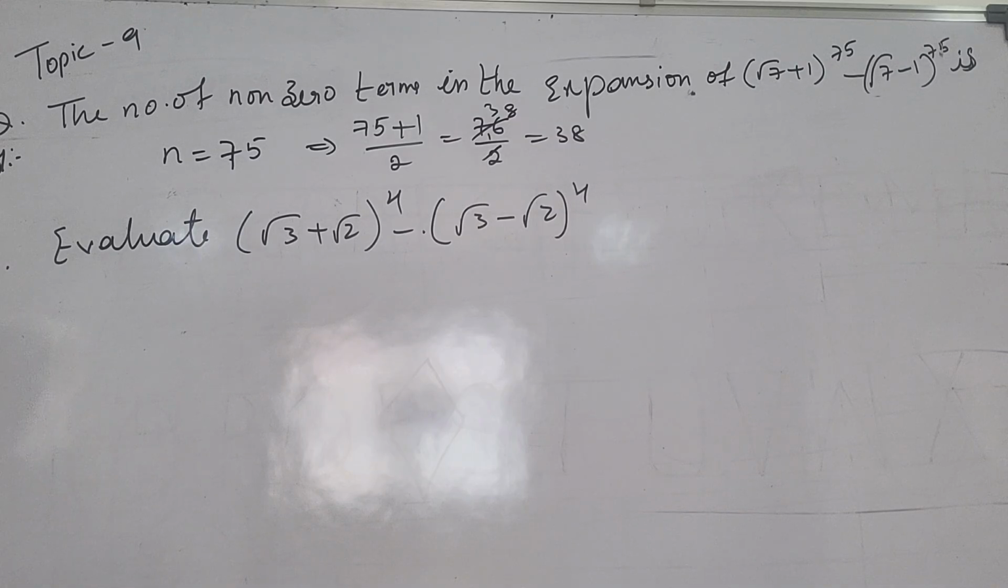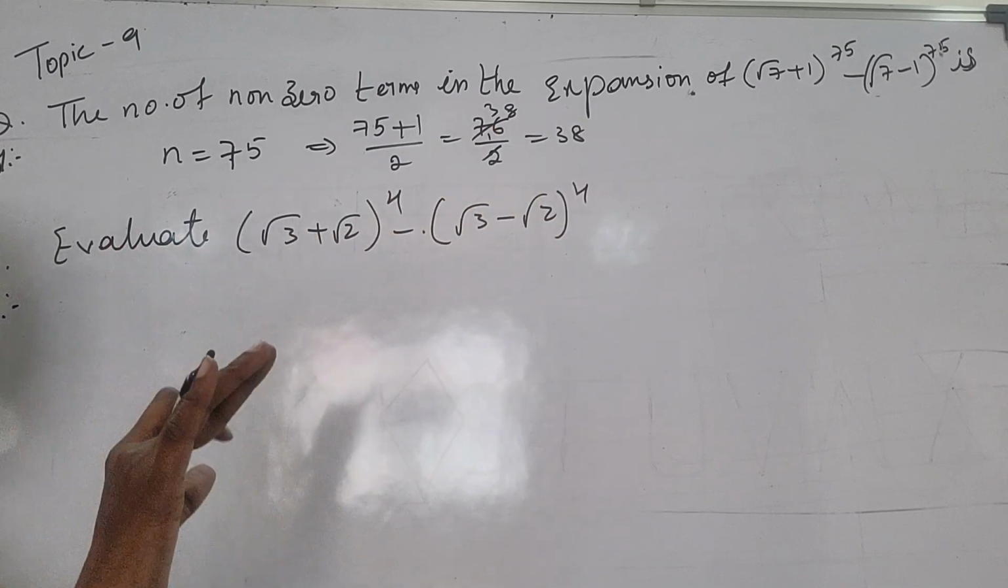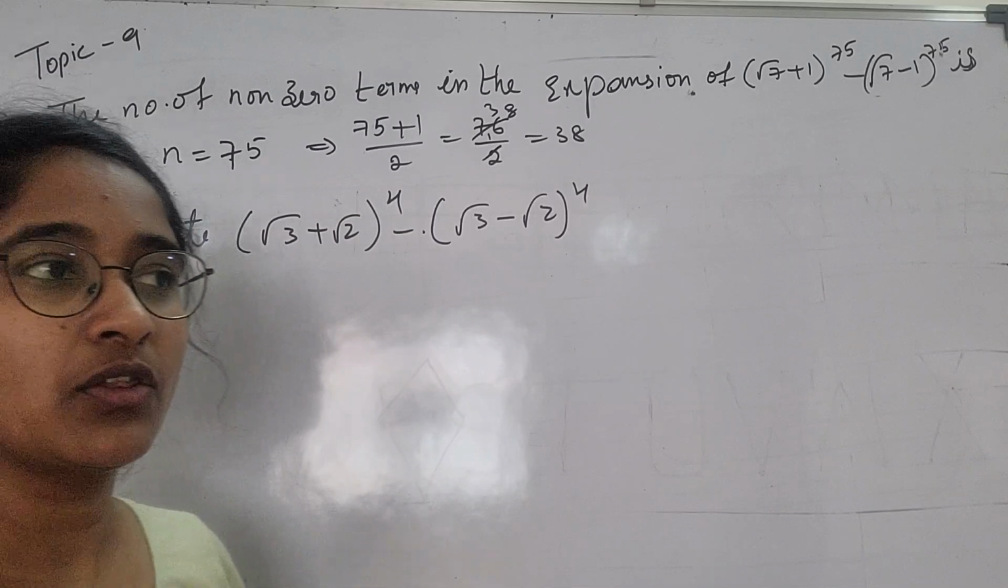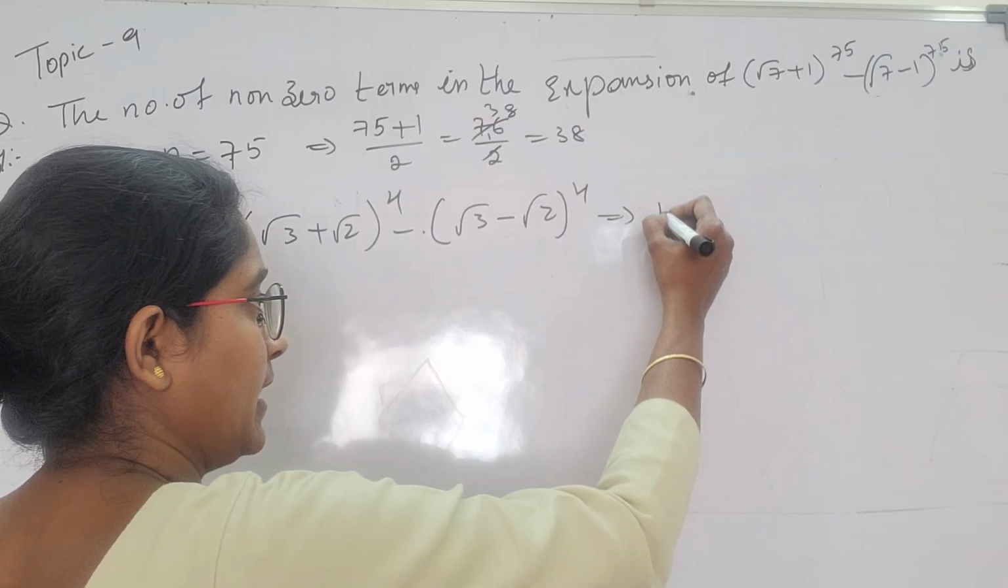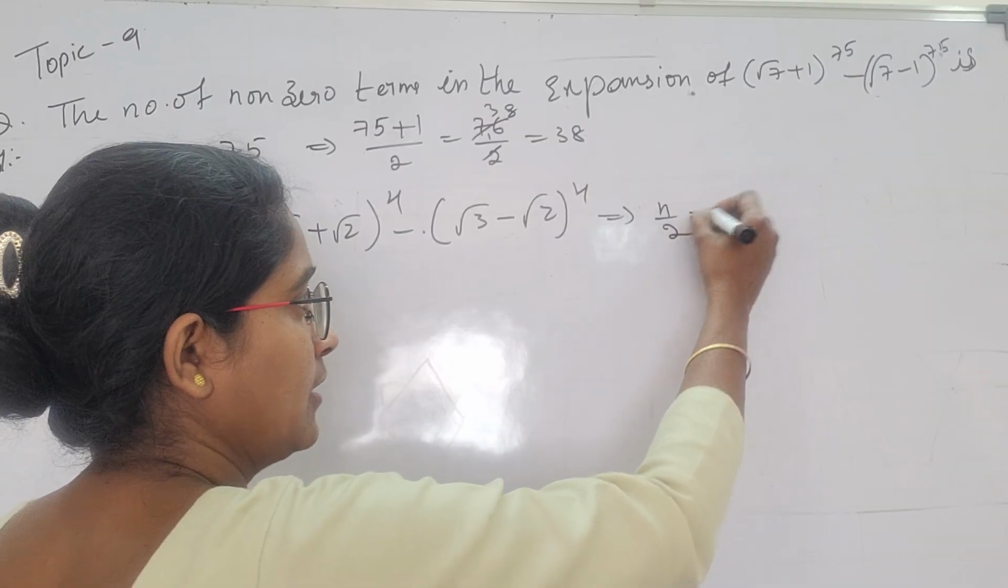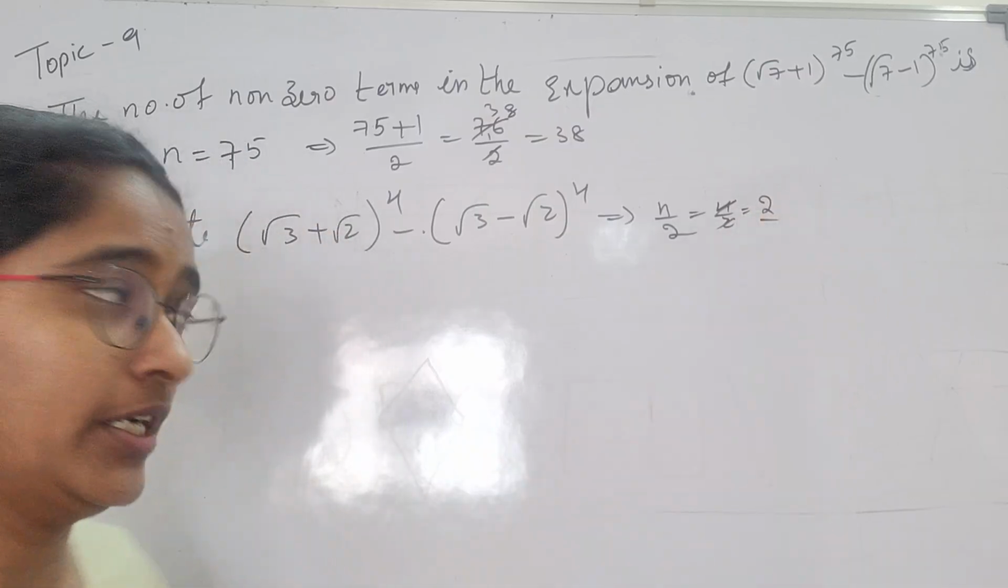Then next, second question. Evaluate this one. So here it's not just finding the terms and all. Here we have to calculate it. Okay. So how to calculate here? It is 4. So sign is minus. Minus sign and even number. Then what are you going to do? How many terms are you going to get? In this case, n by 2 means 4 by 2. 2 ones. Only 2 terms we are going to get.